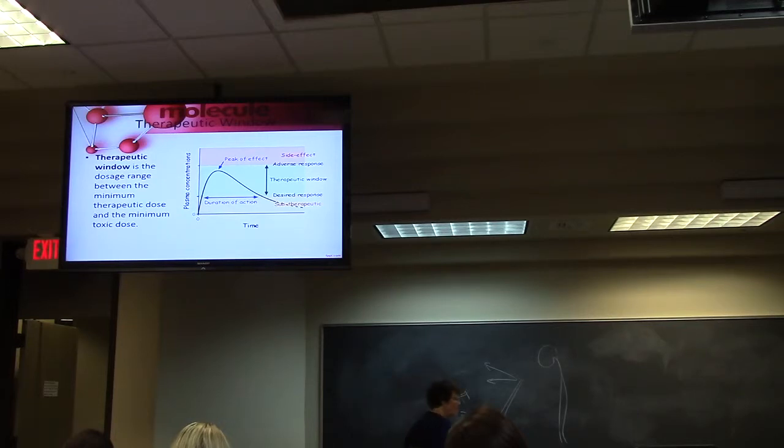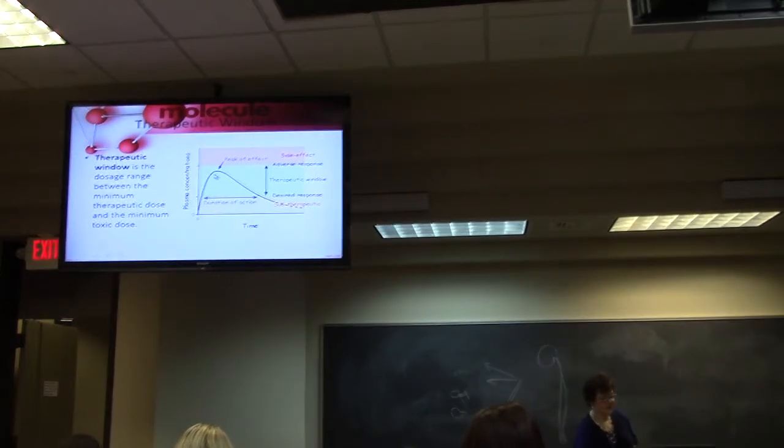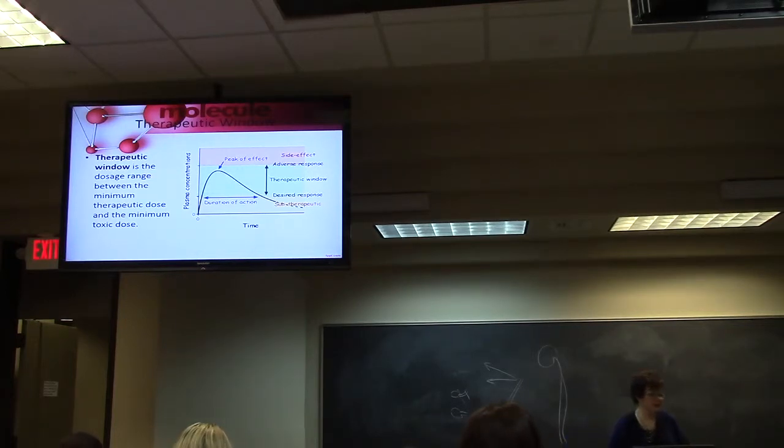So here's where therapeutic window comes into play. So plasma concentration on y-axis, time is on your x-axis. So we give a drug, if we give it orally, then we have to wait for it to get absorbed, get into the bloodstream, get distributed, and then the concentration starts to rise, and we start to get an effect. At some point, we get a peak effect where maximum amount of receptors are engaged and the drug's doing what it's supposed to do.